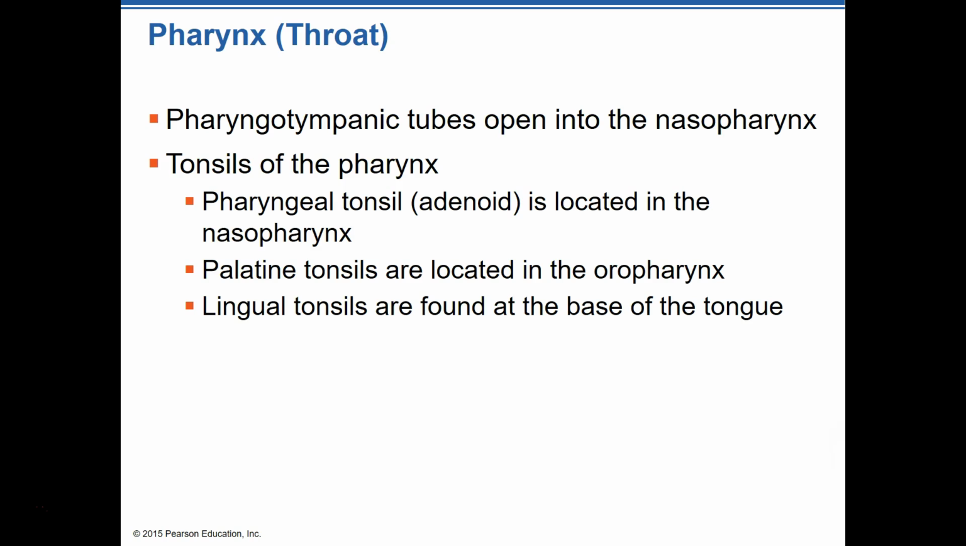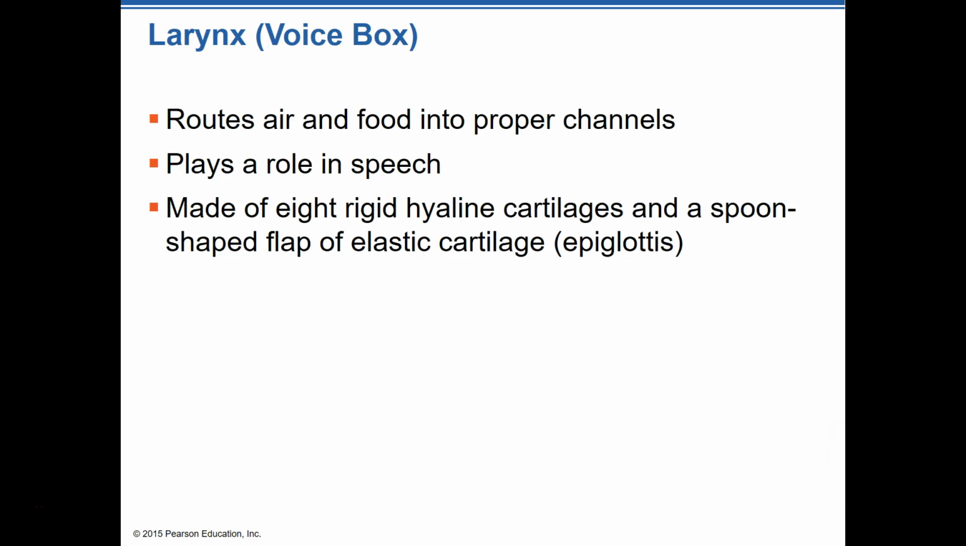There are some pharyngotympanic tubes that open into the nasopharynx. And of course, there are some tonsils of the pharynx as well. We call them the adenoids. There are palatine tonsils and lingual tonsils. Remember, those tonsils are all part of our body's defense system. We talked about it in the last chapter, what these are for, when we talked about the lymphatic system.